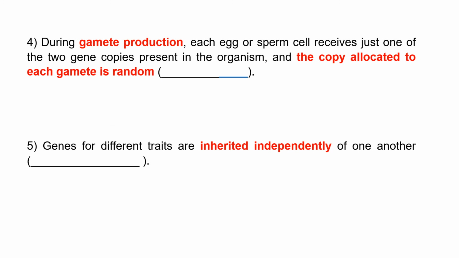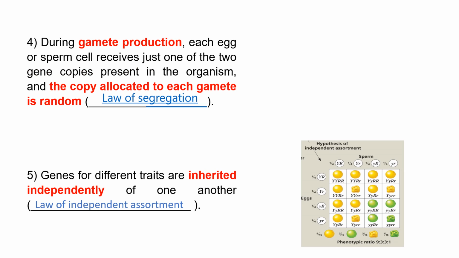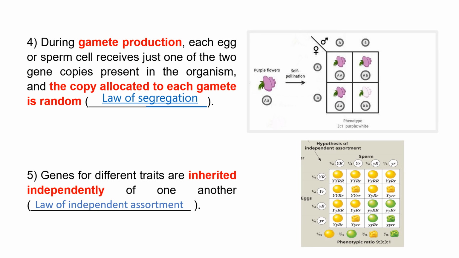answers. Now, here you find the fourth and the fifth question. And as we talked before, the first one is the law of segregation, and the fifth one will be the law of independent assortment. Remember that one is just for single genes. This is for multiple genes.